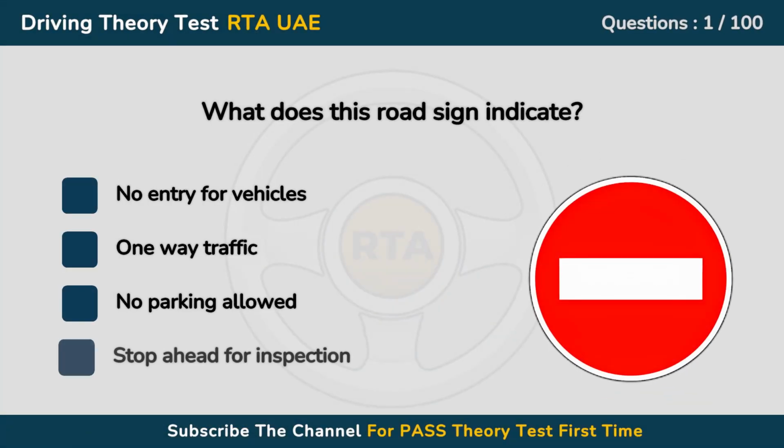Question 1. What does this road sign indicate? A. No entry for vehicles. B. One-way traffic. C. No parking allowed. D. Stop ahead for inspection.